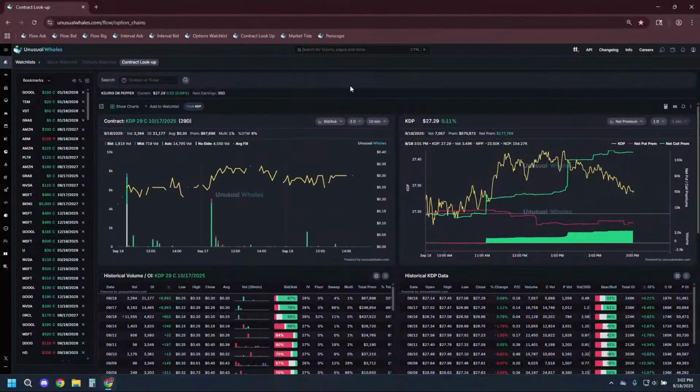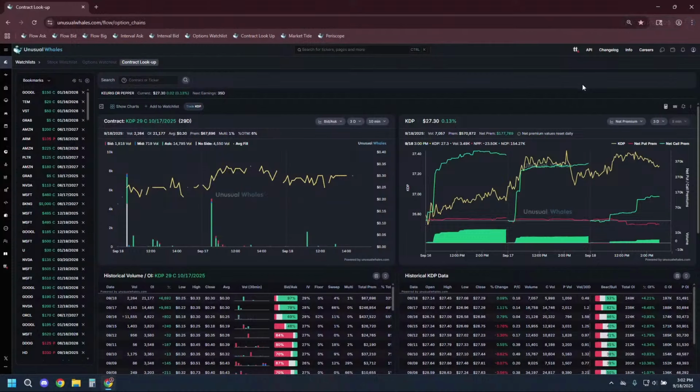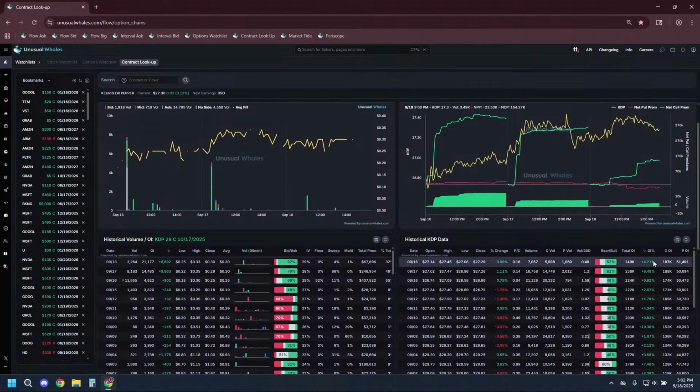A contract that has had some recent activity, as we can see. Starting from the 16th, 17th, and today, a decent amount of activity that we know is opening. The activity on the 16th resulted in quite a sizable increase in open interest, as did yesterday's activity. KDP being Dr. Pepper. Don't know anything about it. You can see the net call premium moving based on this activity here.